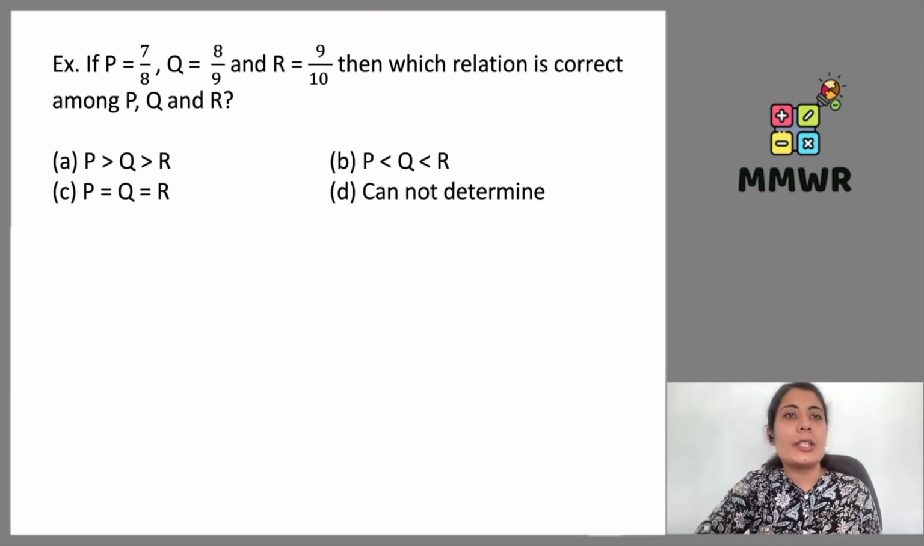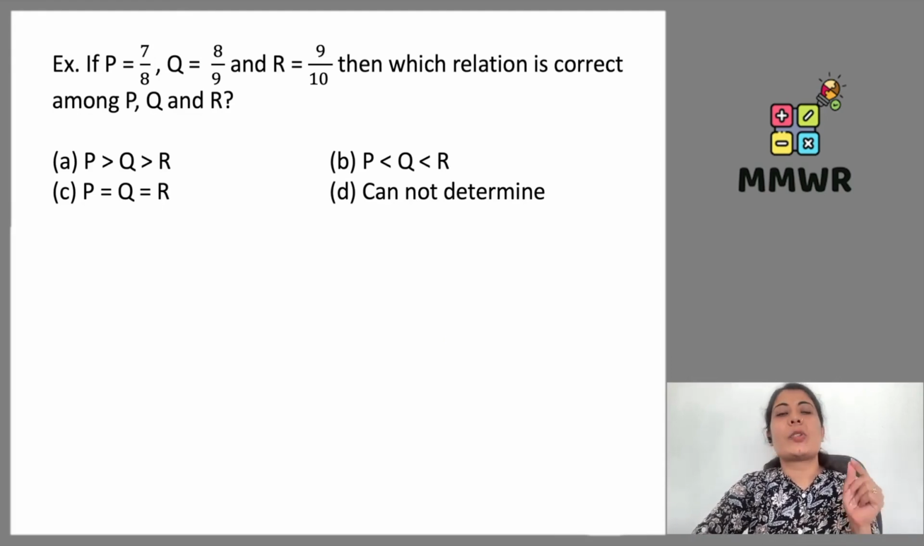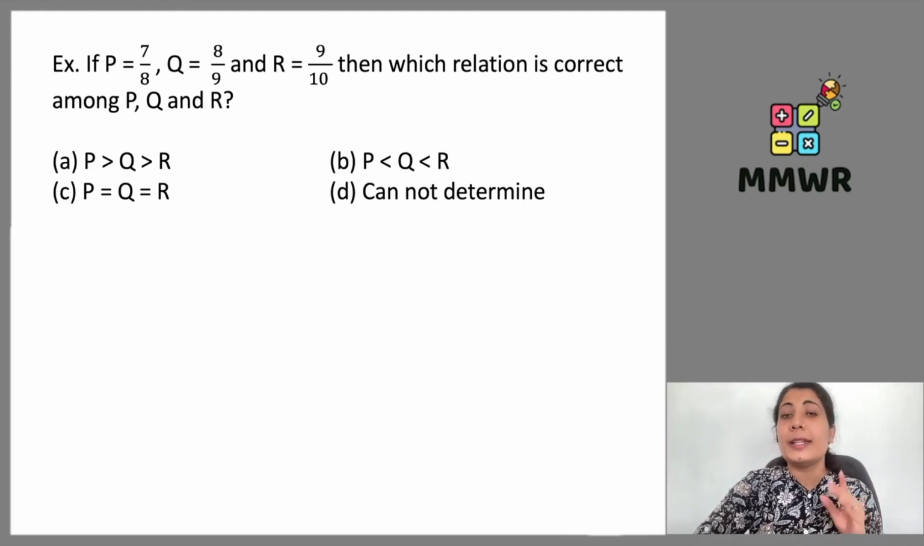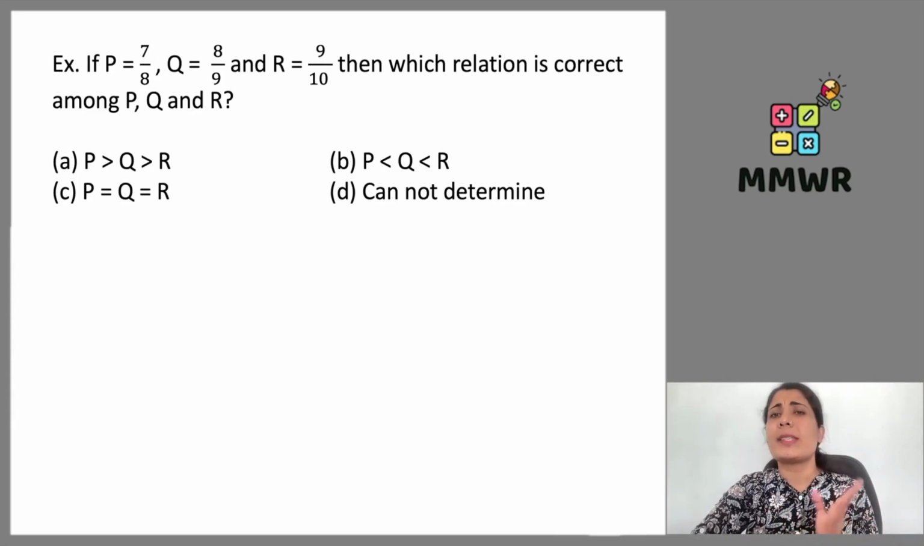We have another question here. The value for P. If P is equal to 7 upon 8, value for Q is 8 upon 9, value for R is 9 upon 10, then which relation is correct among P, Q, R? इन तीनों में से बड़ा कौन है, छोटा कौन है, और ascending or descending order, whichever you find.